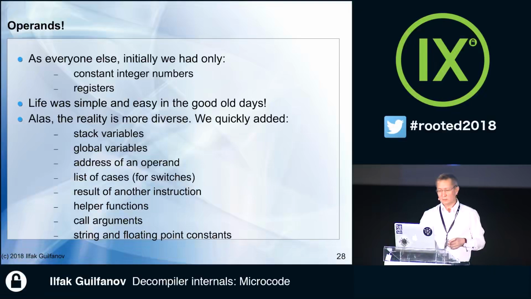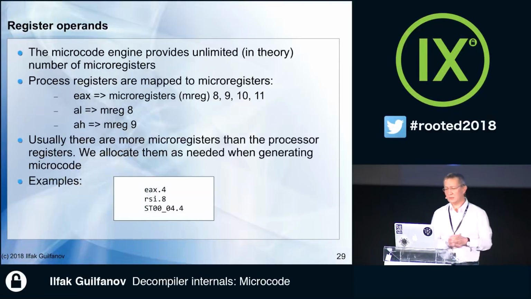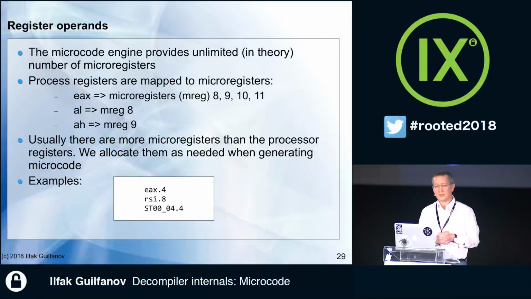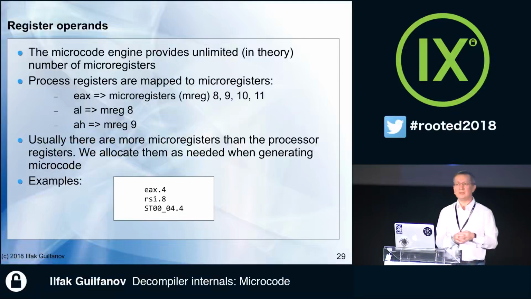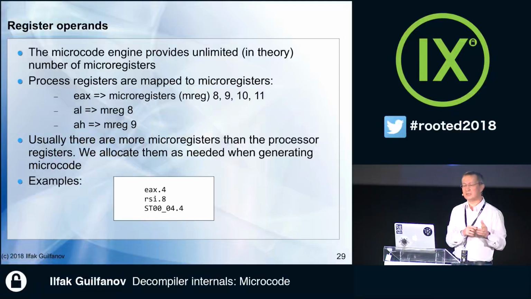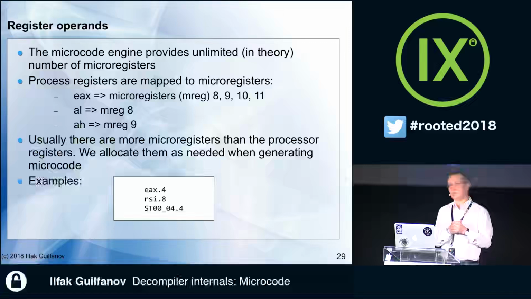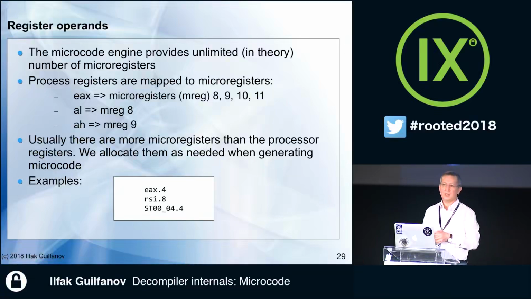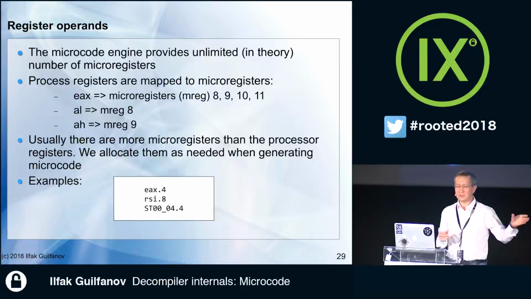Let me tell you about the most interesting things. Let's review them very quickly again. Register operands: we do not use the processor registers directly. Each processor has its own registers, and we don't want to handle them. We want to have a unified view of processor registers. Therefore, we map processor registers to micro registers.